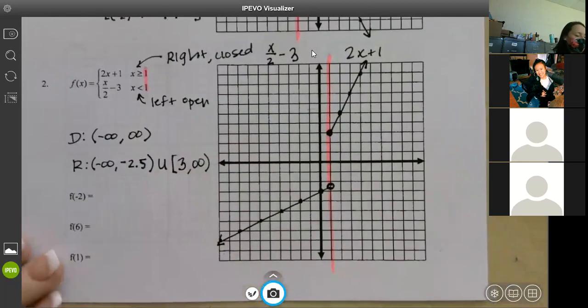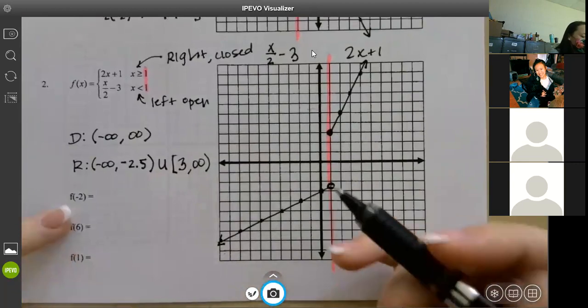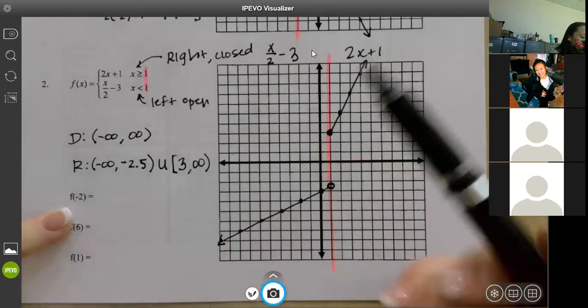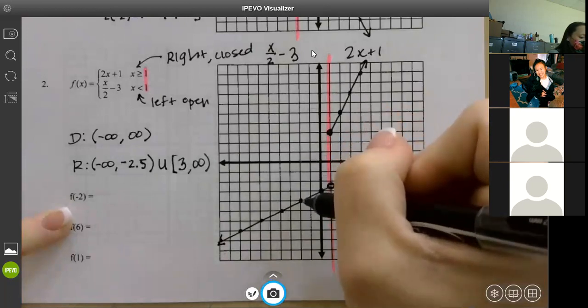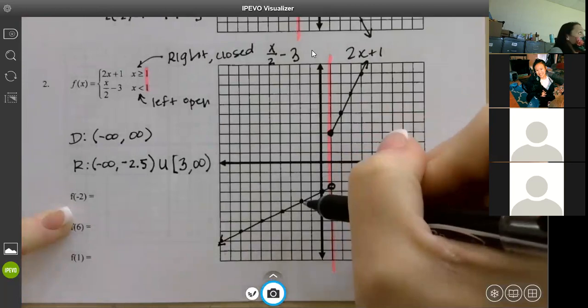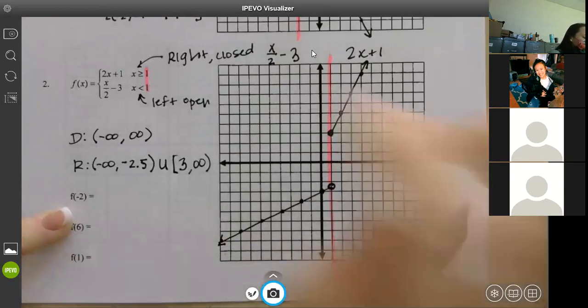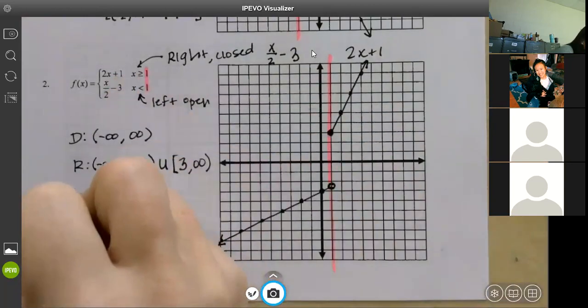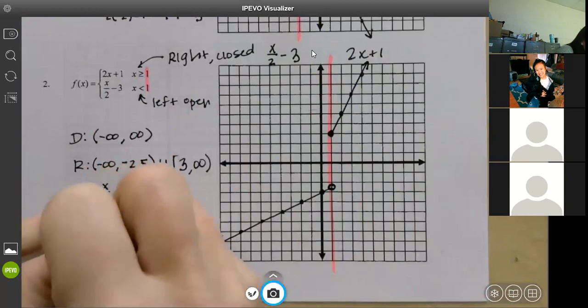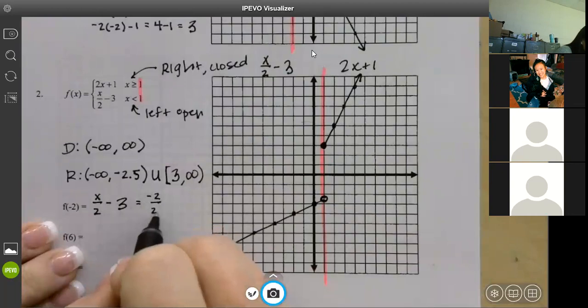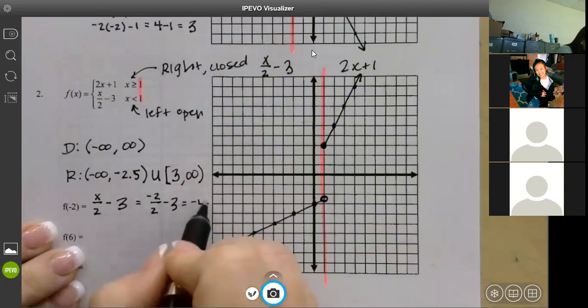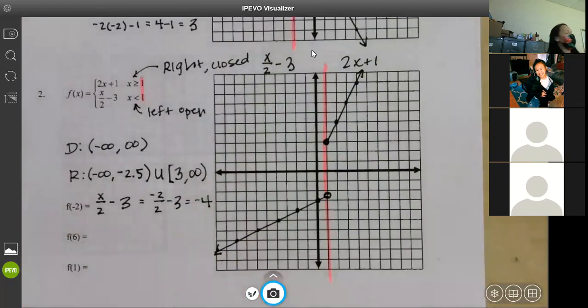So then look at your evaluation. You can either plug into the functions up here or you can find -2. So here's -1, -2, and we look down and that coordinate is (-2, -4). So we should have -4 when we finish. Otherwise, we know that it's less than 1. We plug it in, we get -2 over 2 minus 3, which is -1 minus 3 or -4. Okay, I don't care which way you do it.